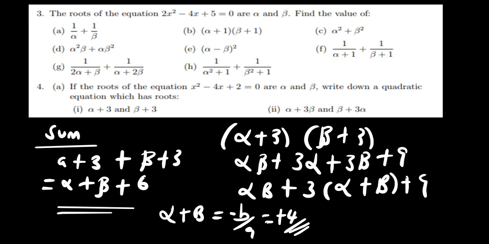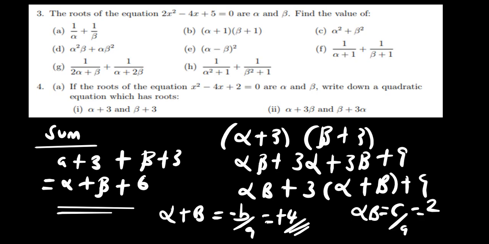Then for alpha beta, when you're multiplying them, we said it is c over a. Our c in that regard is what? It's just 2, divided by a, which is 1. So alpha beta is just 2.